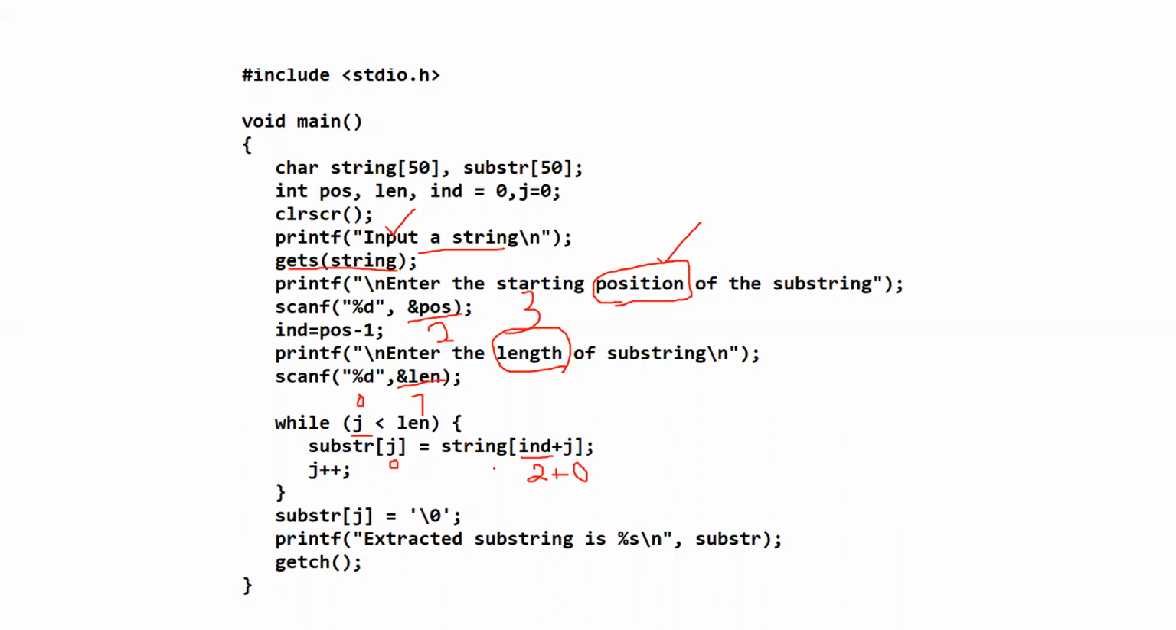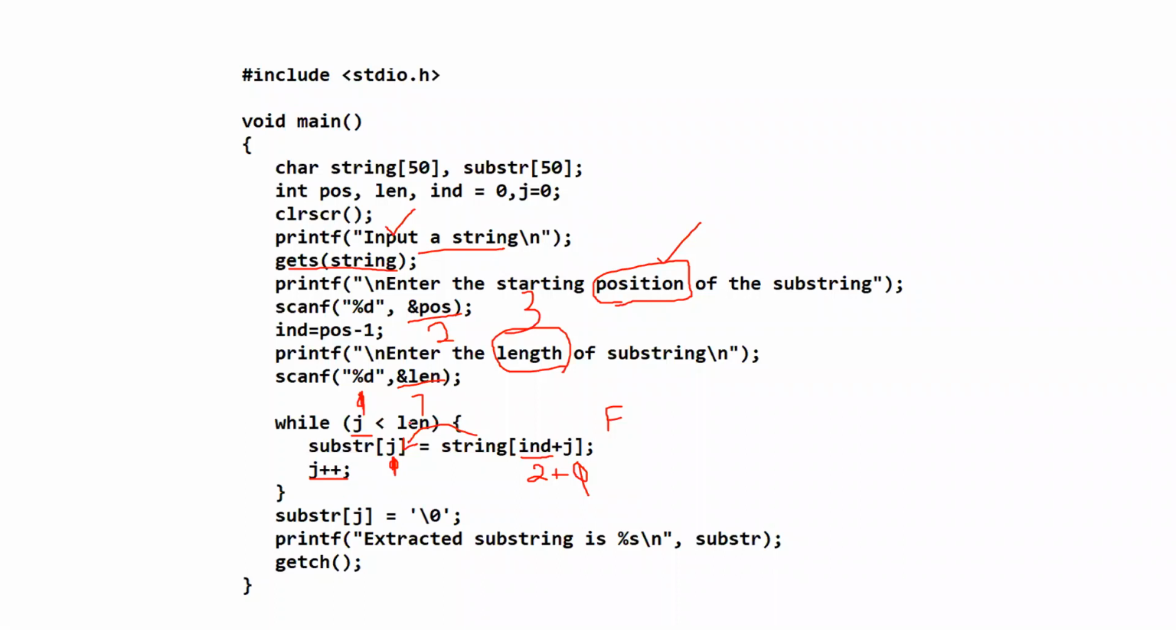For our string St. Francis, the character which is there at the position string of 2 is f. So we will be copying f to the substring at index position 0. So this is an assignment statement, that is f is assigned to the position substr of 0. After that we are incrementing the j value. So in the next iteration, the while loop will check whether the j value is less than length. Now j is incremented to 1, so substr of 1 equal to string of 2 plus 1. So this way it will keep on incrementing until the j value is less than 7.